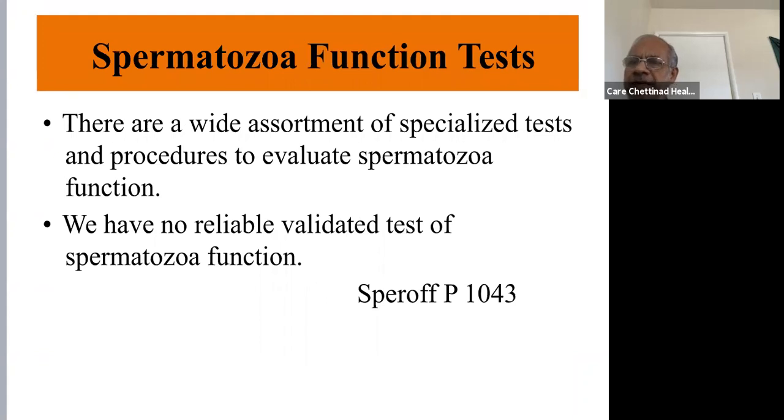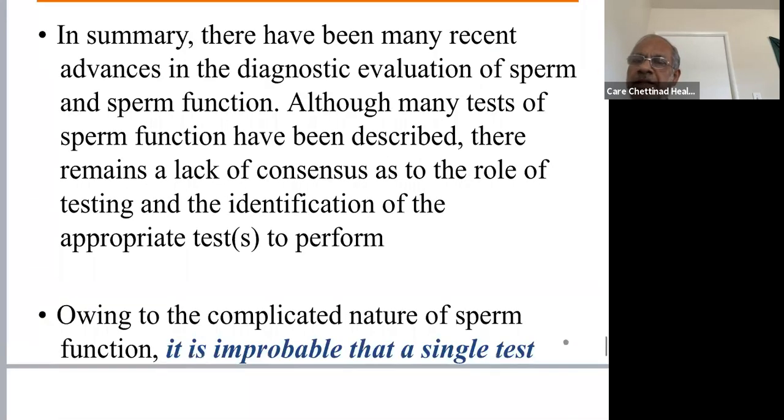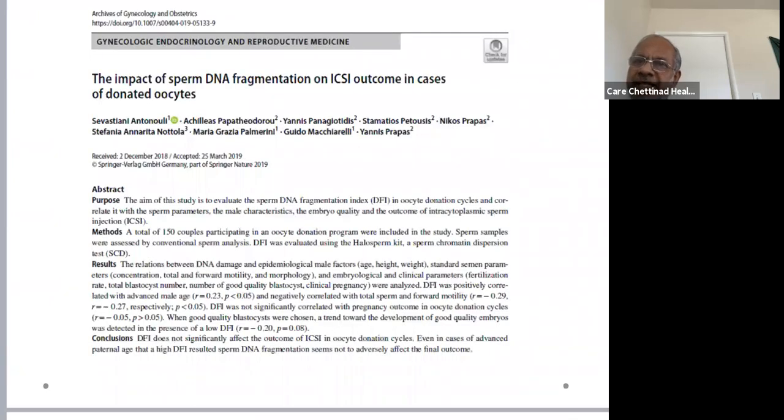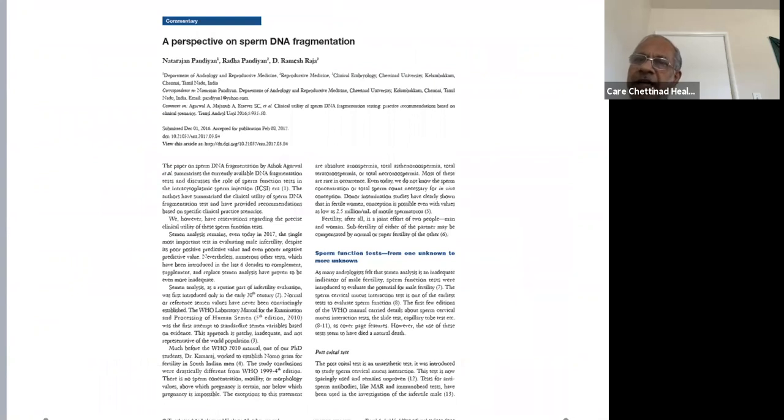There is a wide assortment of specialized tests. All of them are not reliable as a test of spermatozoa function. Again, to reiterate Gardner, it's improbable that a single test would be useful. This is a recent paper which clearly indicates that in patients using an oocyte donor program, the oocytes are all coming from young women. Men had both high DNA fragmentation and low DNA fragmentation. The fertilization and pregnancy rate was the same, which means DNA fragmentation is not the cause of pregnancy failure, failure of implantation or whatever.